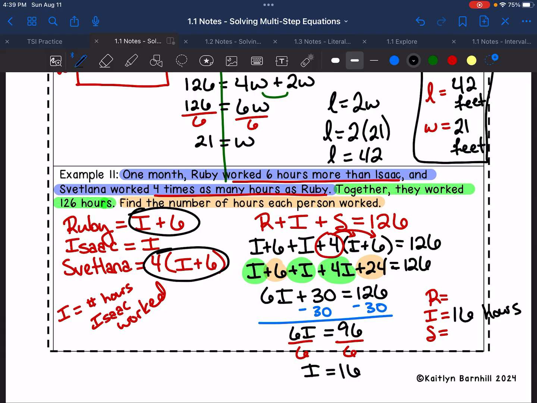For Ruby, it said she worked 6 more hours than Isaac, so that means she worked 22 hours. And then Svetlana worked 4 times as many as Ruby, so we have to do 4 times 22. So Svetlana has worked 88 hours. Just by figuring out how many hours Isaac worked, we were able to solve for all of the others easily. You once again can test that by adding all three together and making sure it equals a total of 126.